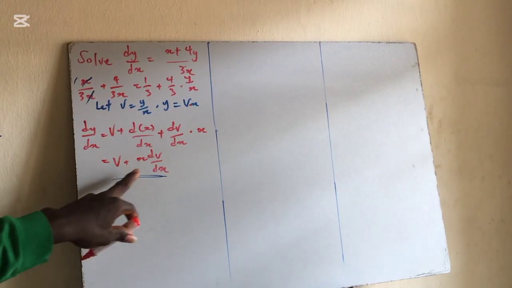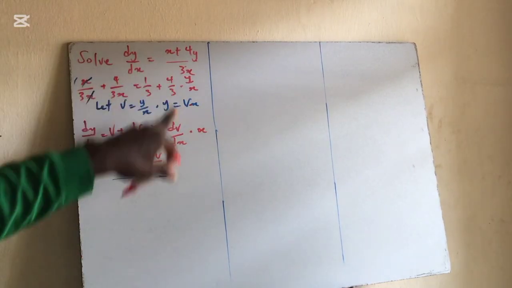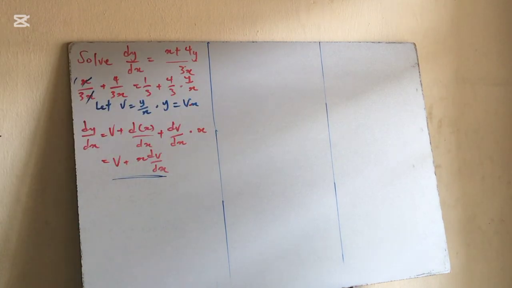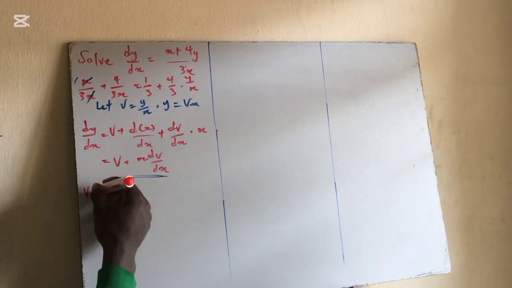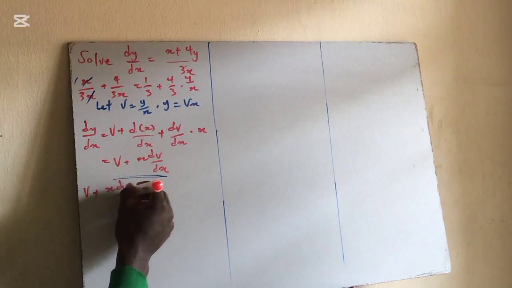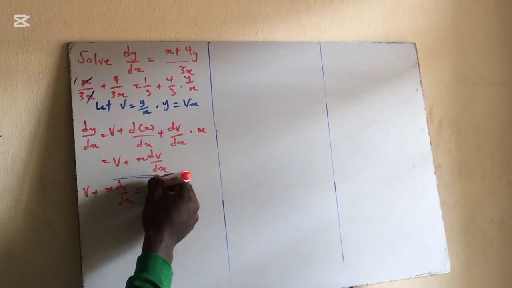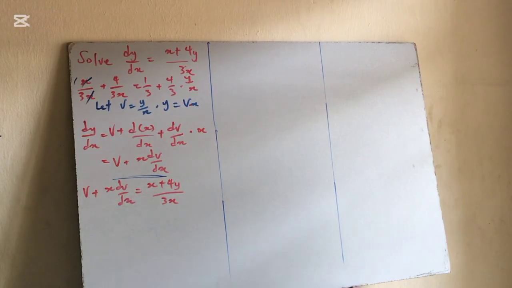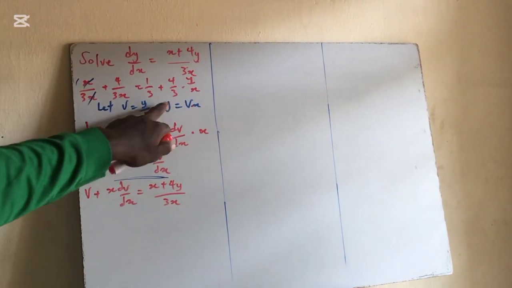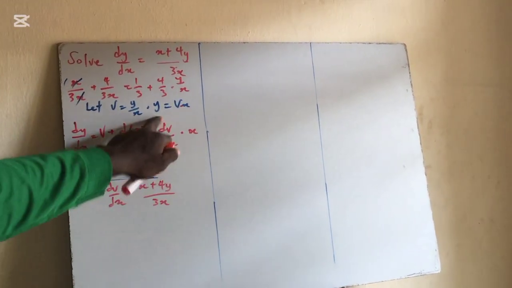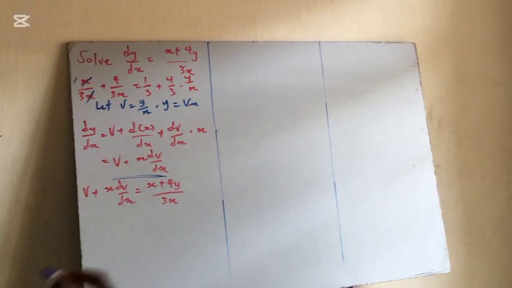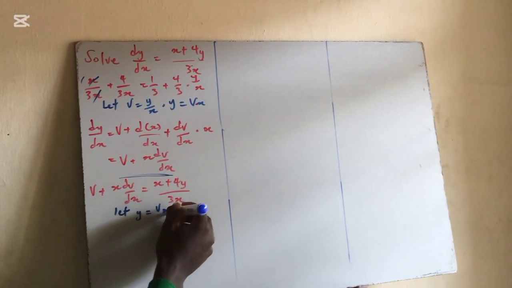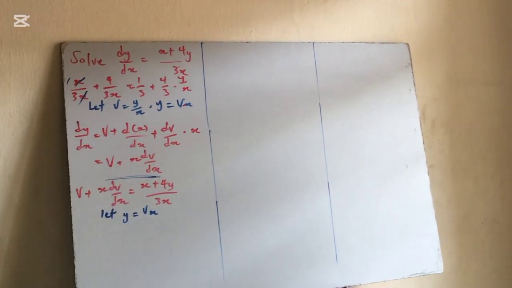So now we are going to be equating this to this. Since now this is the dy/dx, so we are equating this dy/dx to the equation. So we are going to be having v plus x dv/dx equal to x plus 4y over 3x. Remember, we use y as vx here, so we are going to come back here and insert it here. Let me just write it so that we don't get lost. Let y equal vx. So I will now put vx here.